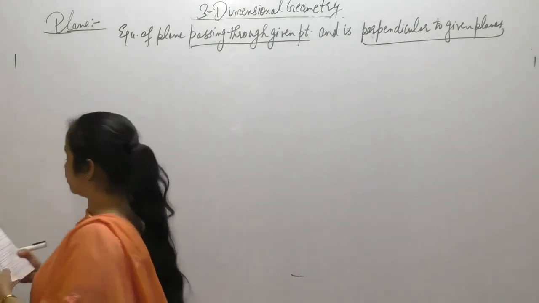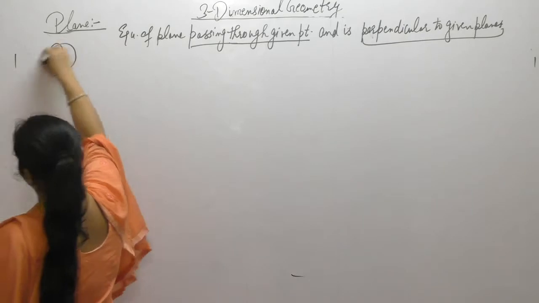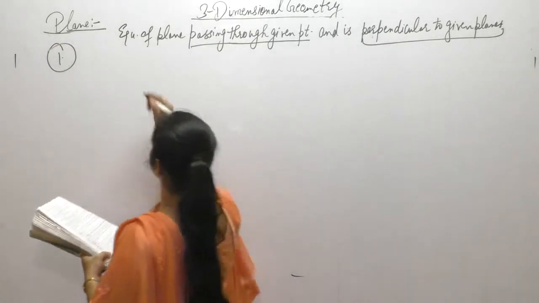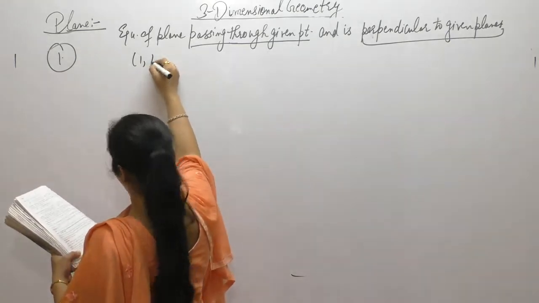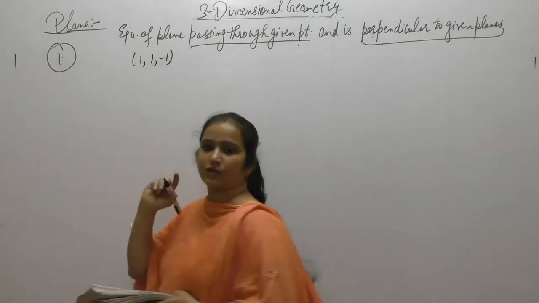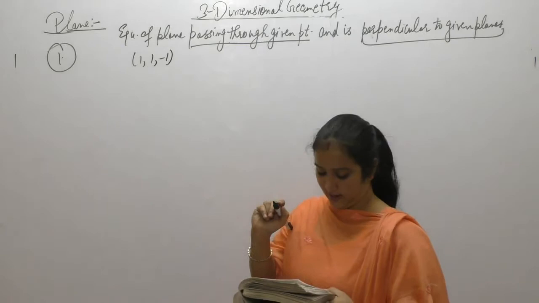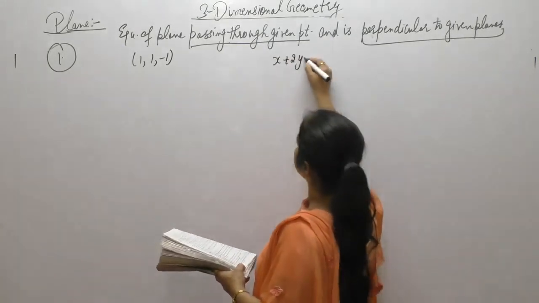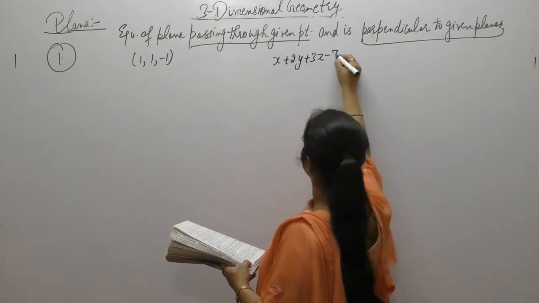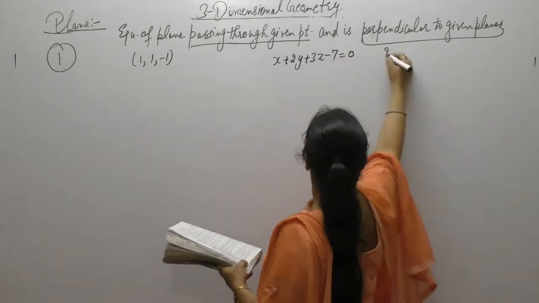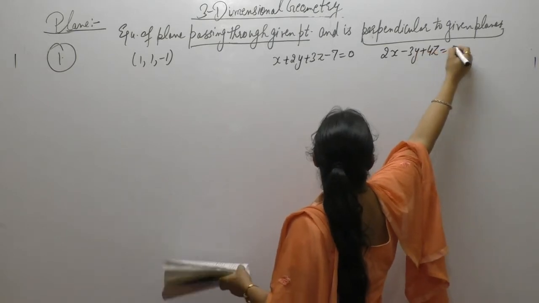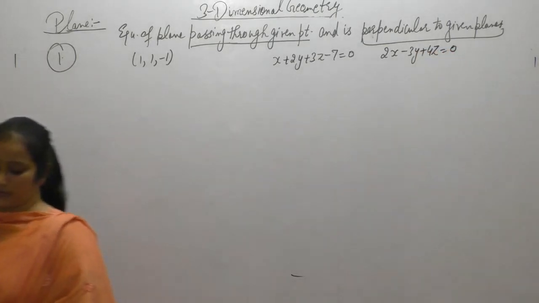Let us start with the question. Find the equation of plane passing through point (1, 1, -1) and perpendicular to planes x + 2y + 3z - 7 = 0 and 2x - 3y + 4z = 0.